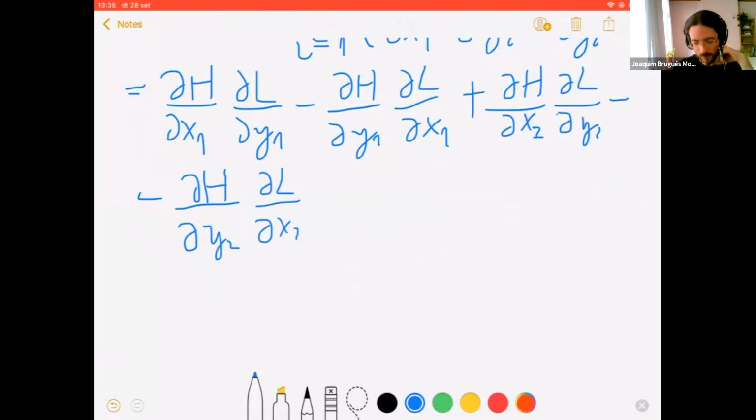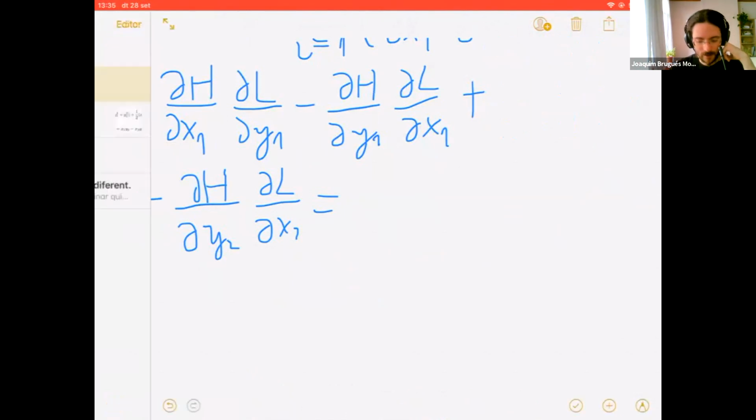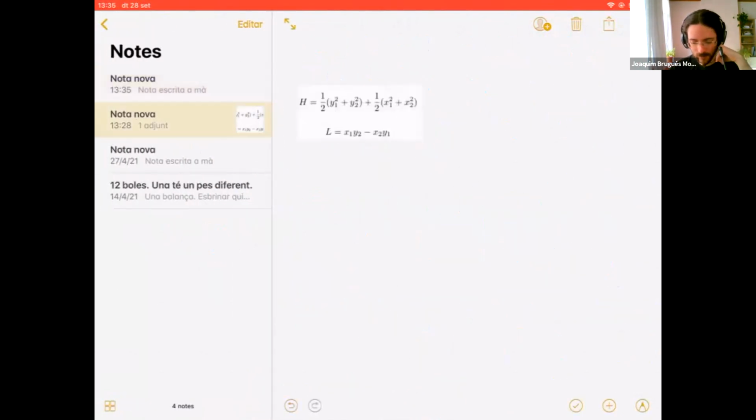All right, so one by one, partial of h with respect to x1. For some reason I cannot bring this to the other note, but let's take a look here. The partial differentials of h with respect to each coordinate are basically the same coordinates, right?